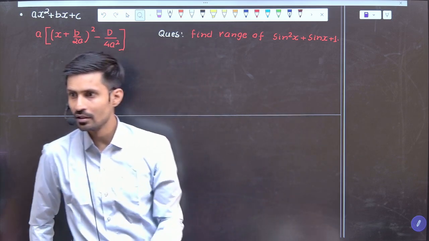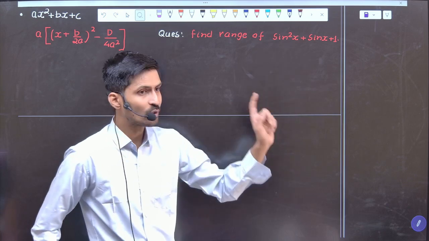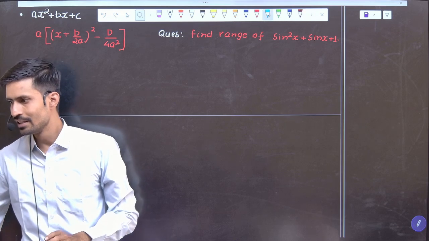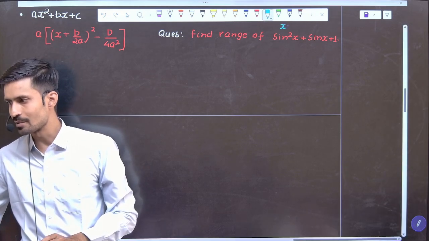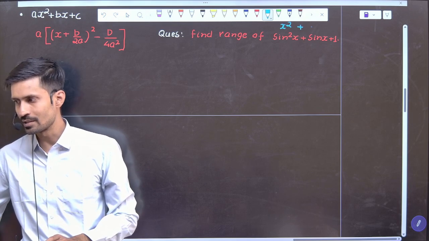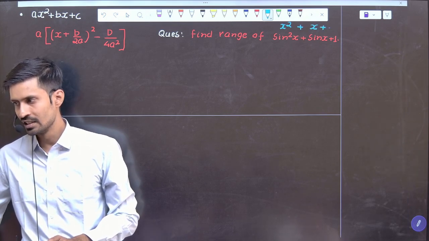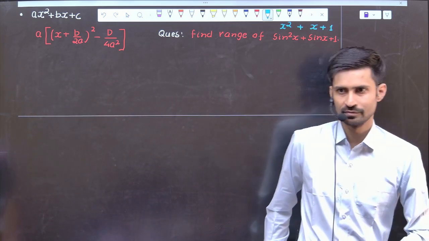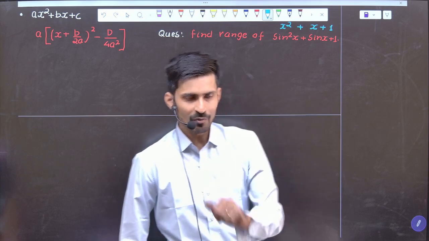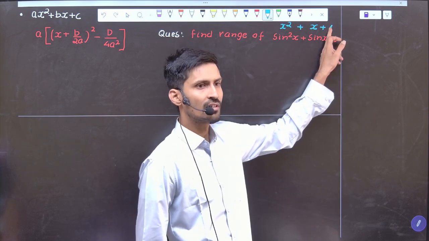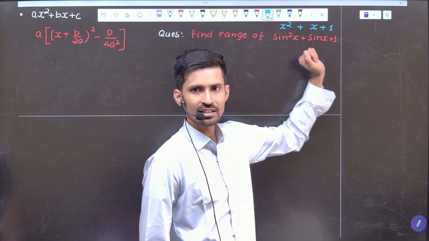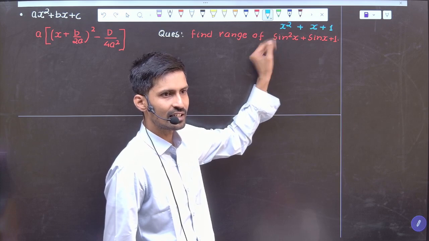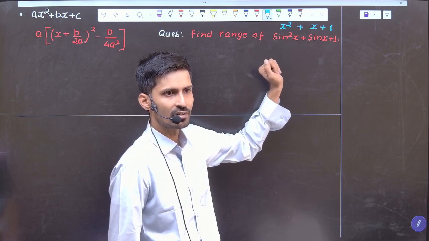Simple. Okay. And this type of question we have already done. x square plus x plus 1. Tell me, x square plus x plus 1 and sin square x plus sin x plus 1: both look like the same type or not? Same type. What is A here? What is B here? What is C here? Now consider sin square x as quadratic. What is A here? What is B here? What is C here?